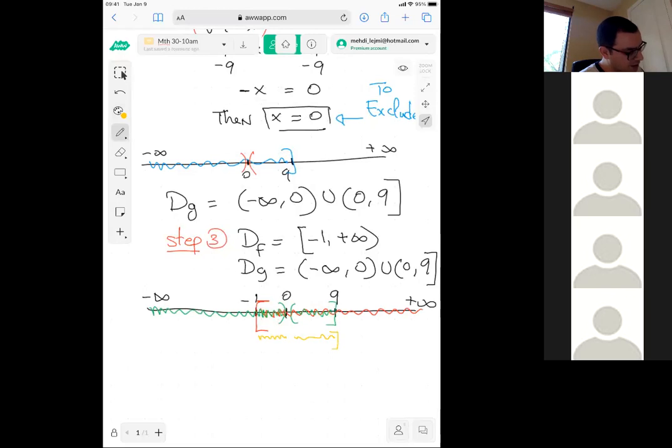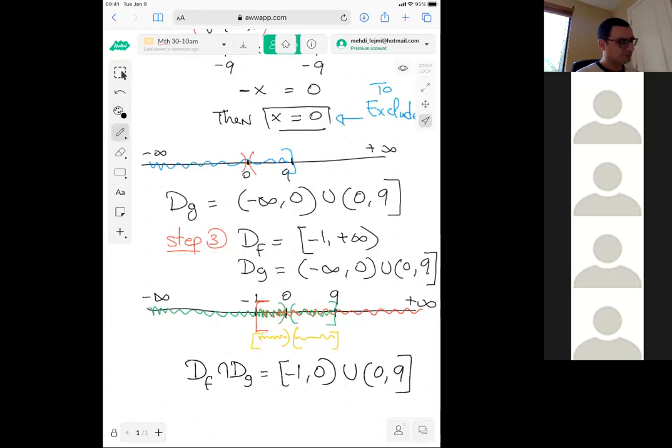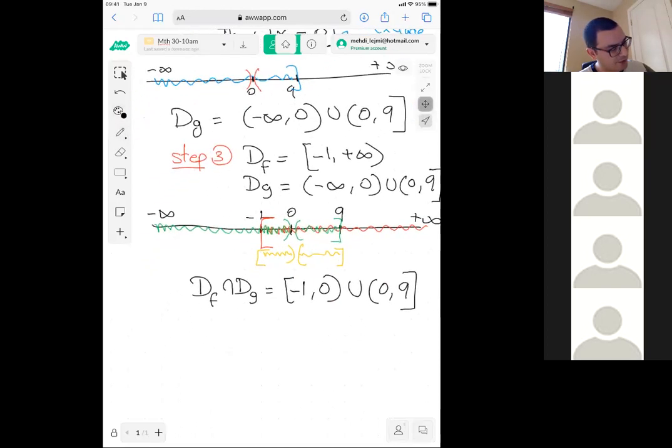9 is included. The -1 here is included. However, the 0 is excluded from the domain of G, right? So it's not in the domain of G, so it's not common to the domain of G and F. So the common domain, df intersected with dg, would be -1 included, 0 excluded, then 0 to positive 9. So now that's the common domain. So that would be the domain of F plus G.